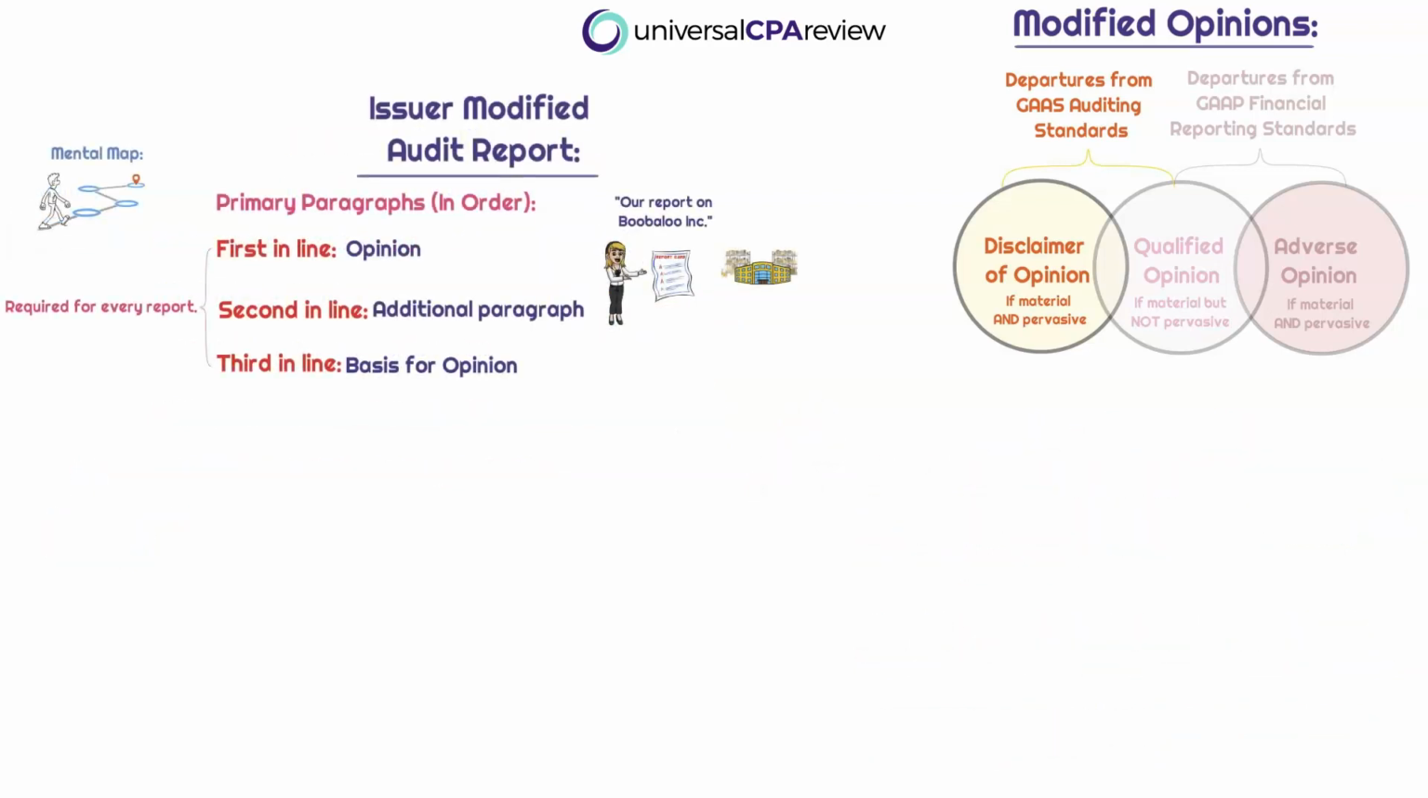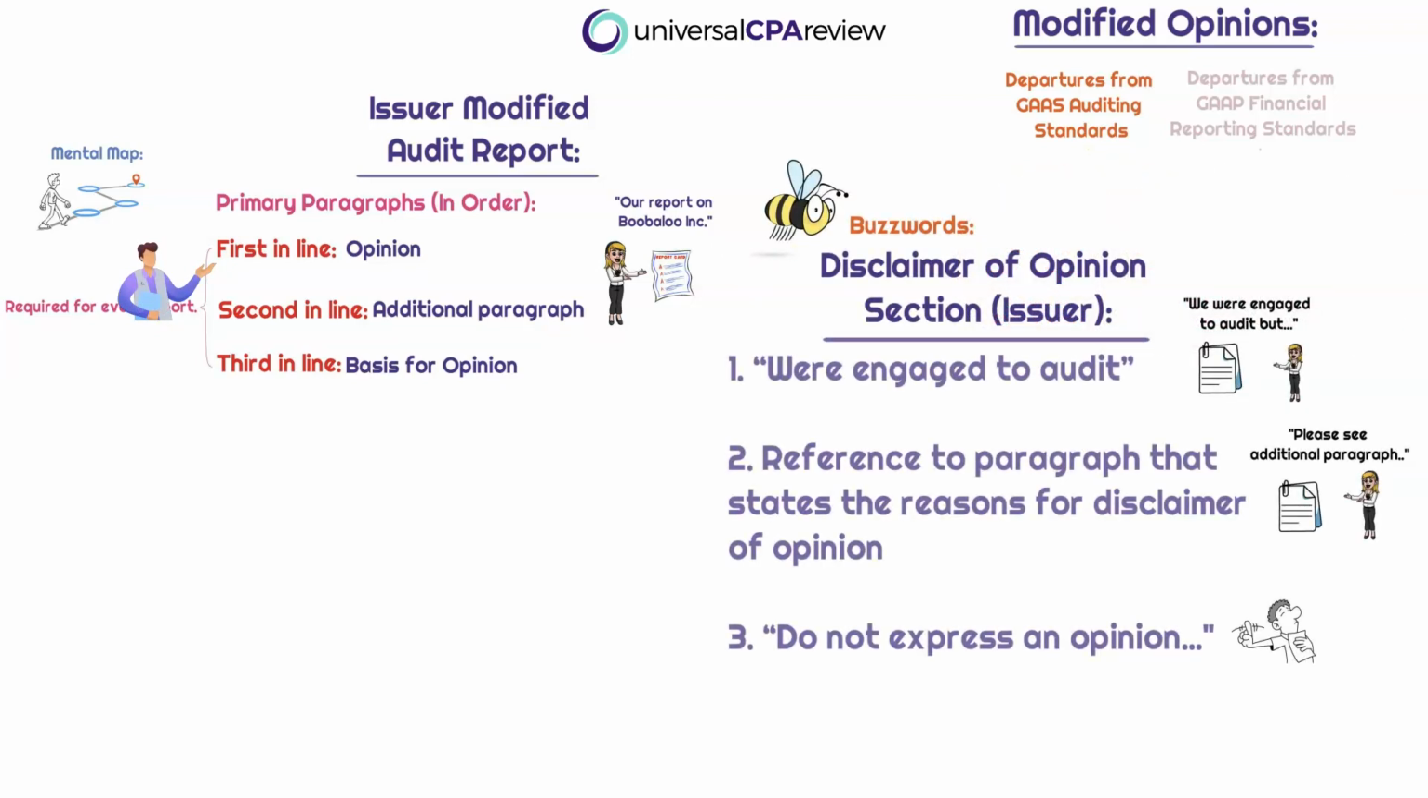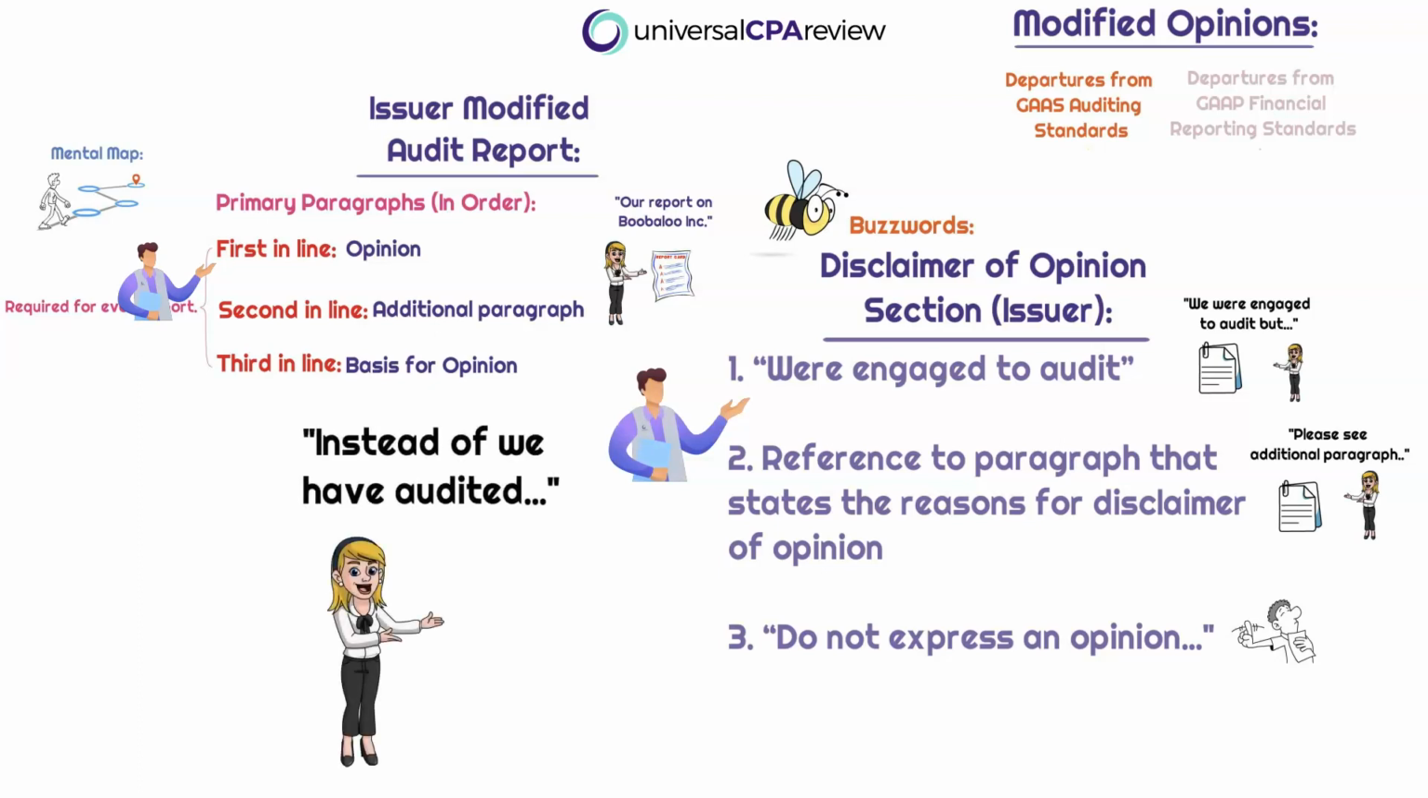Now, if we're talking about a disclaimer of opinion that is issued for an issuer, say we are issuing this for Boobaloo Inc., there are some small tweaks that we need to keep in mind. So we're going to start again with what's referred to as the opinion section, but again, we're going to title this the disclaimer of opinion section. Certain words are going to be included in this section. So the auditor needs to explicitly state, we were engaged to audit instead of we have audited. We were engaged to audit, again, means we were hired to do this work, but because we weren't able to come to the right conclusions, we're instead saying here that we were engaged to audit this.